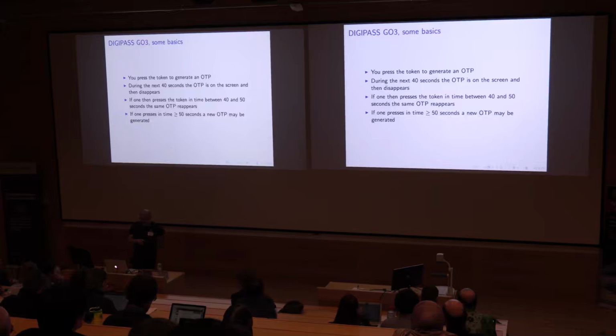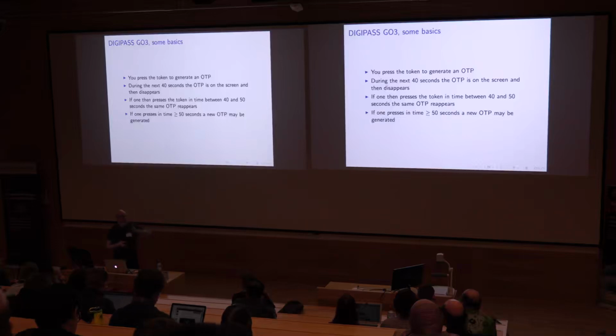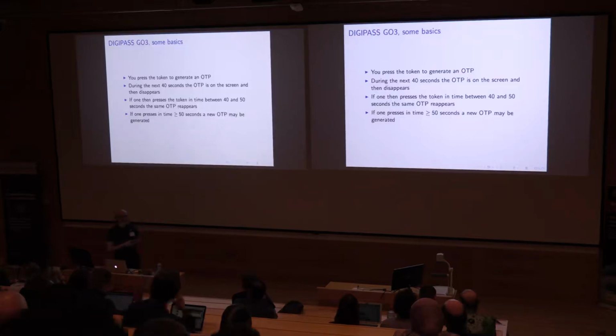Before showing you my results, data, and analysis, I say a few words about how it works in appearance. You press the token to generate one OTP. Then during the next 40 seconds, the same OTP is kept on the screen. But then if you press between 40 and 50 seconds, the same OTP reappears. To get a new OTP, you should press in time more than 50 seconds. This means that to get some new sequence of OTPs, you should take a small interval of 50 seconds.